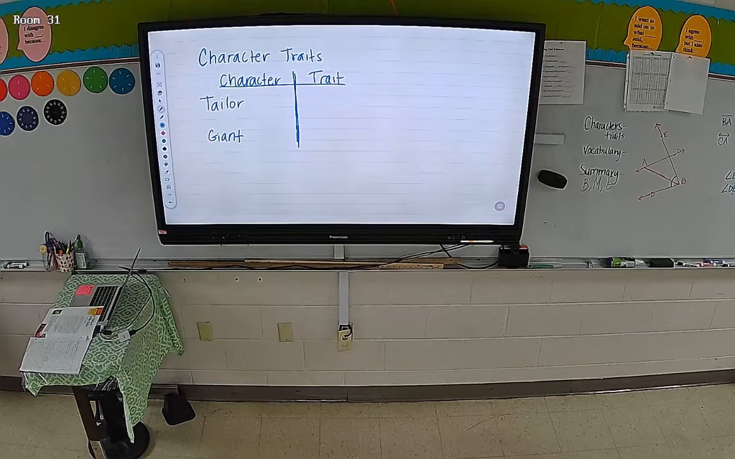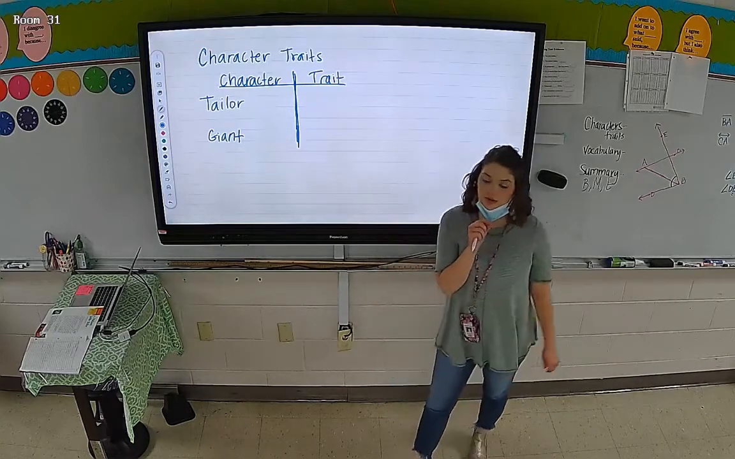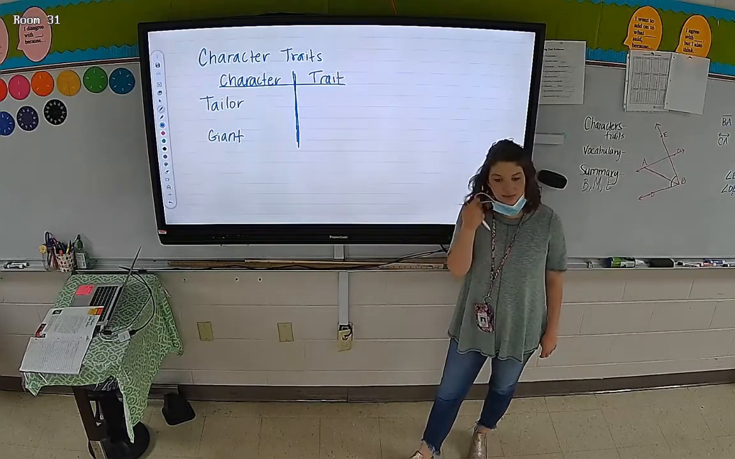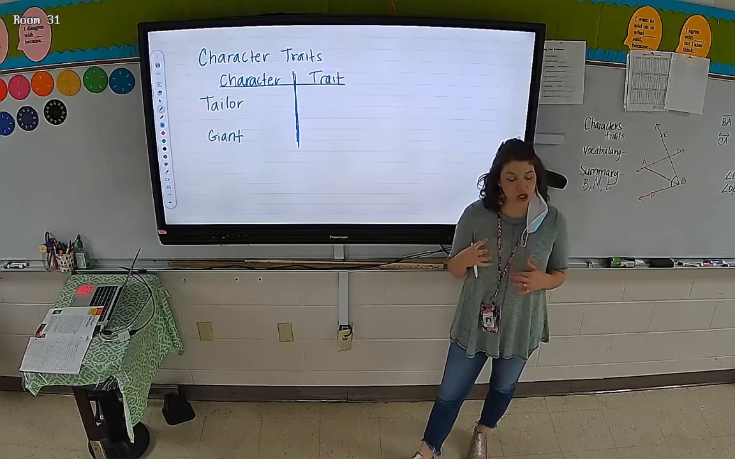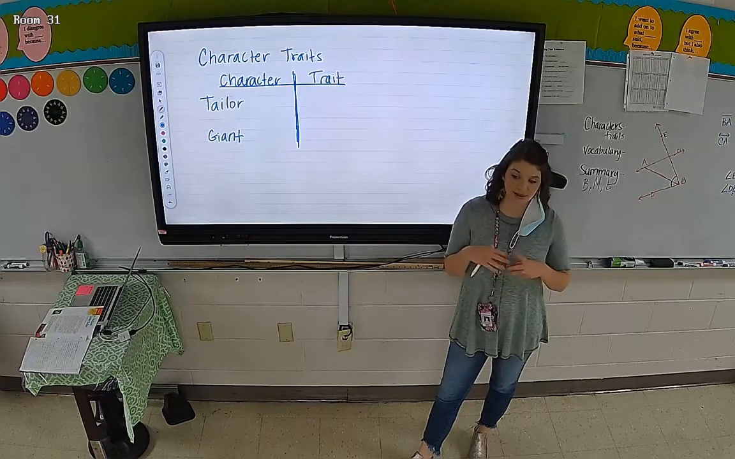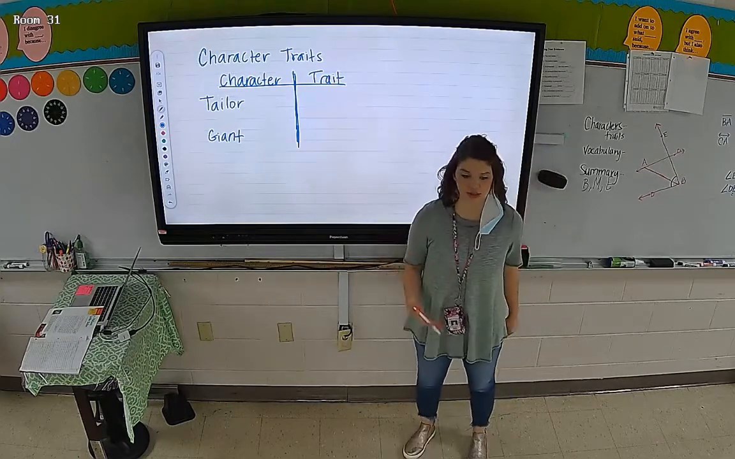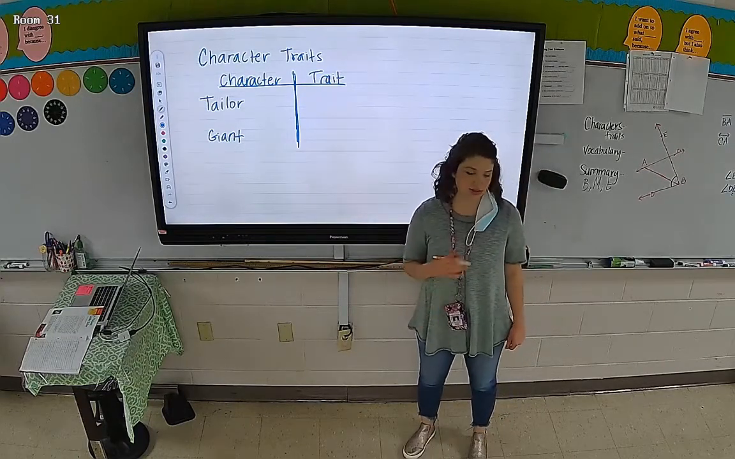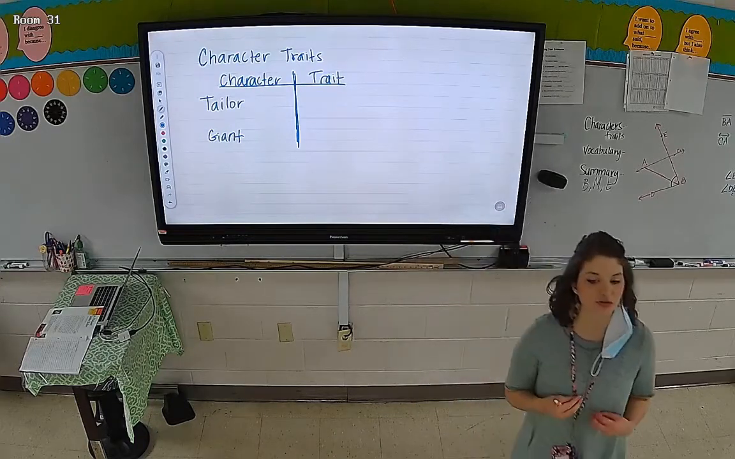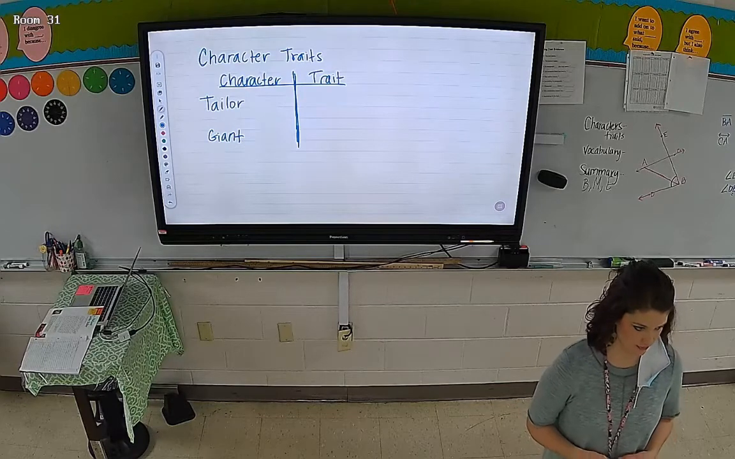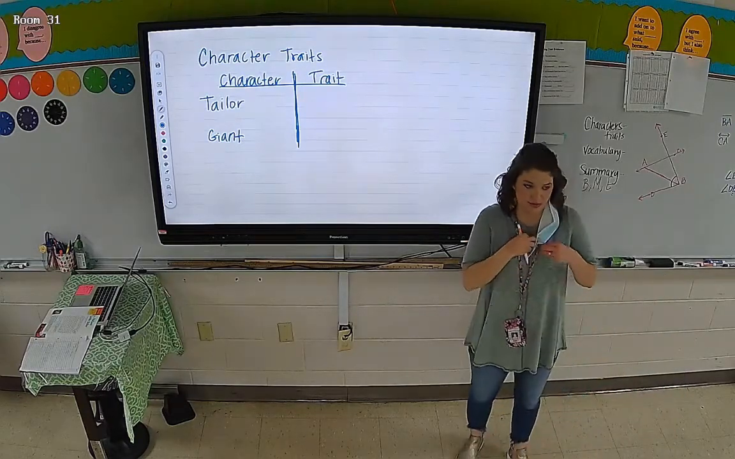All right, so most of us did really well with this. Remember, most of the time, a trait is not going to be the way that they look. So if you said tiny or tall or big, that's the way they look. That doesn't describe the type of person they are. Okay, so it's not going to be a character trait. What is a word that would describe the type of person that they are? What kind of person? How would you describe their heart?